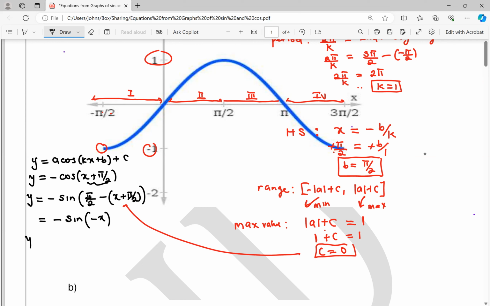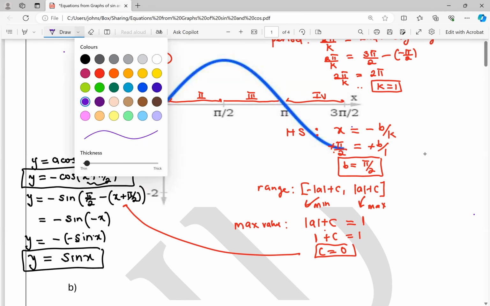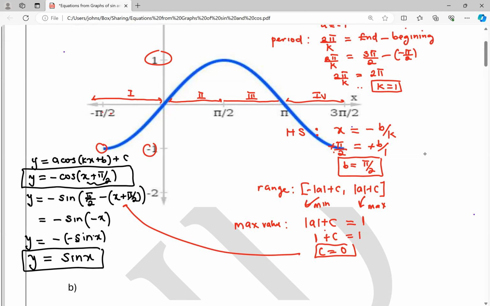And you can bring the minus outside. So this just becomes what? Minus, because you know sine is what? Sine is odd. So this will become minus sine x. So y is equals to sine of x. So any of this is fine. Either this or this, both are the same. All right. So here you can always check. You can do checking here. Checking means you just take one point and substitute to see whether your answer is correct or not.